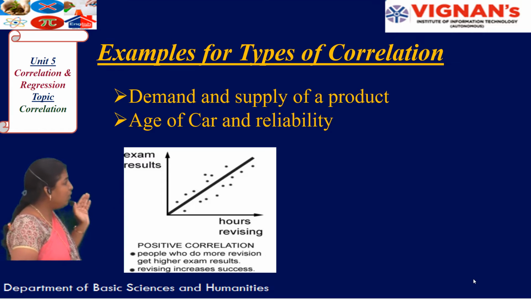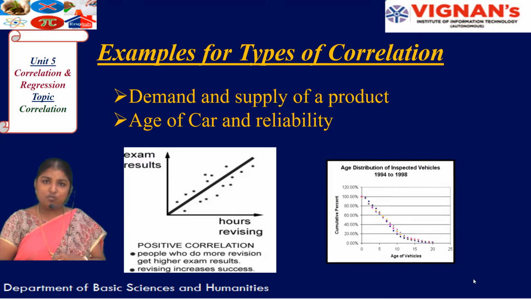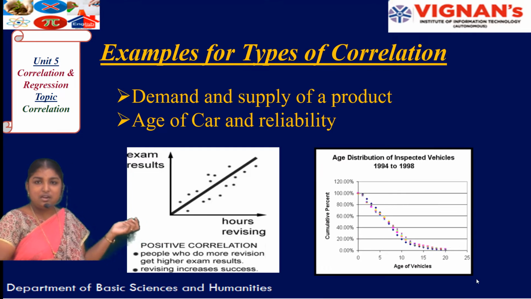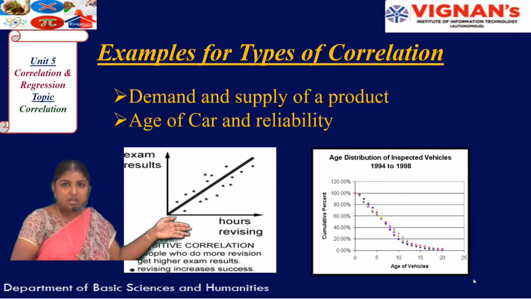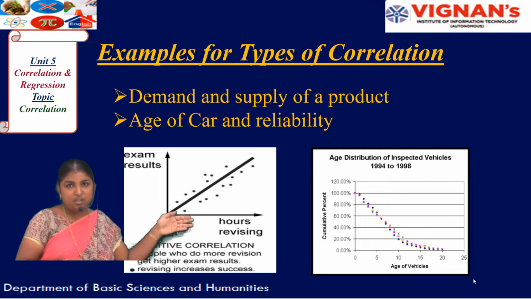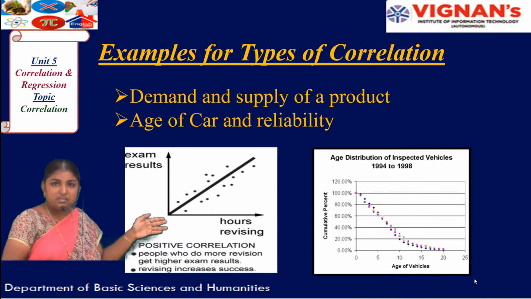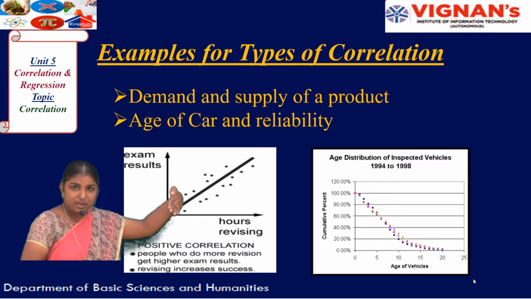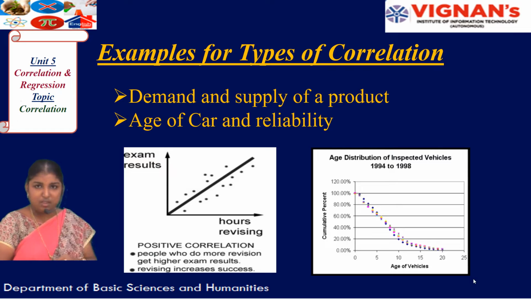For negative correlation, I am taking the example of age and reliability of a car. Depending upon the age, in the first year the reliability of the car is 100%. Moving on to the 5th year, if you check the reliability of the car, it decreases to 50%. So if age increases, the reliability decreases. So we get a graph showing negative correlation. Here it represents the same thing.